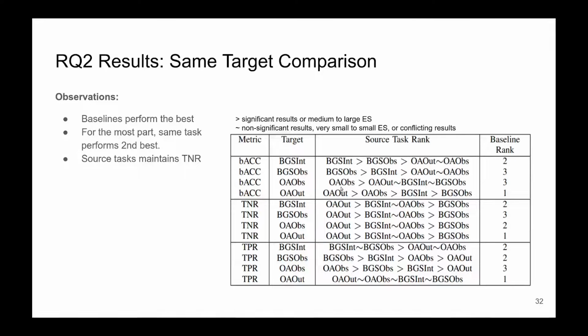There are some exceptions with OAOBS, and it's basically having a tie for second place across all the other different source tasks. However, more interestingly here, we do notice that for each of the target tasks, the TNR is maintained based on the source task. So you can see this TNR ranking does not change even when the target task is changing as well. And we'll see this again in the next results as well.